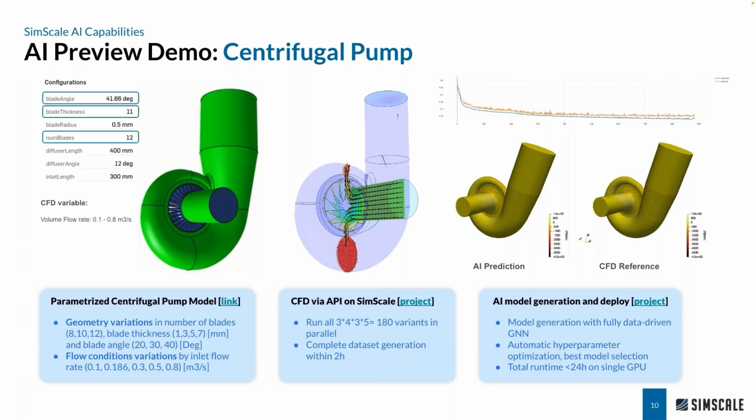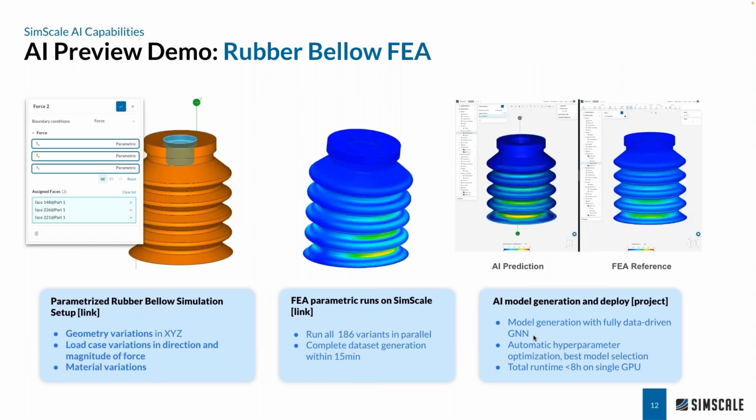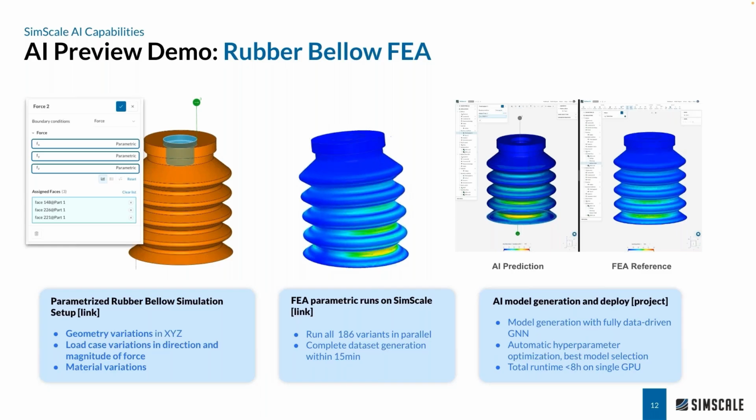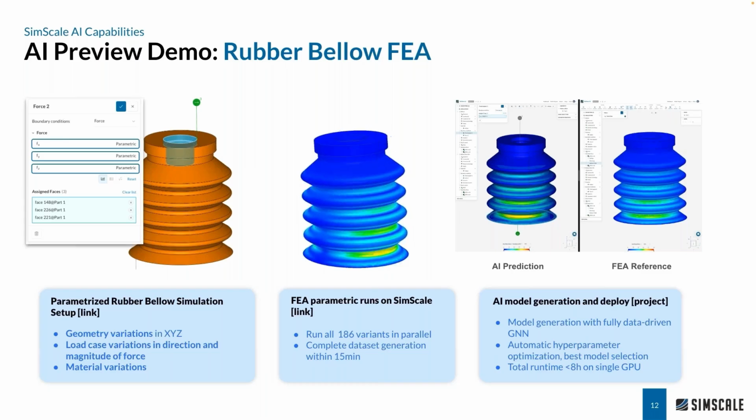There are other examples where we have done the muffler study, where we had about 200 different data samples run within 2 hours, and then again used in AI prediction. And also on the structural side, you can also do this not just with flow parameters. You can do a structural simulation and also start predicting the structural integrity or the stresses in your components or your assemblies as well.